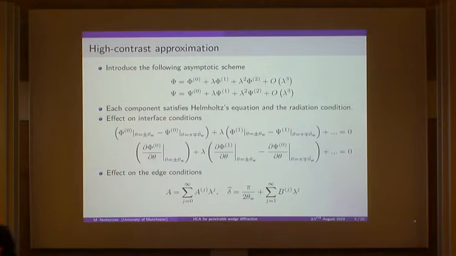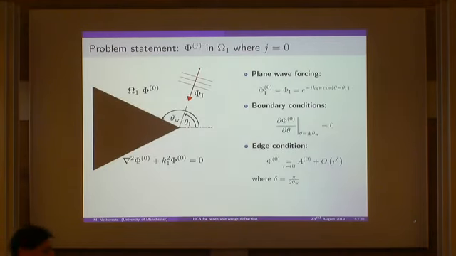The edge conditions can also be split up in a similar way by assuming that A and delta hat have their own high contrast expansion. We know more about the delta hat one because of the cotangent equation you saw earlier. The first of these problems, phi naught, is simply the perfect wedge diffraction problem with plane wave forcing, homogeneous Neumann boundary conditions, and this simple edge condition where the exponent is given here.